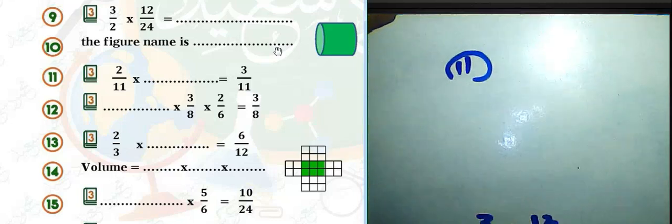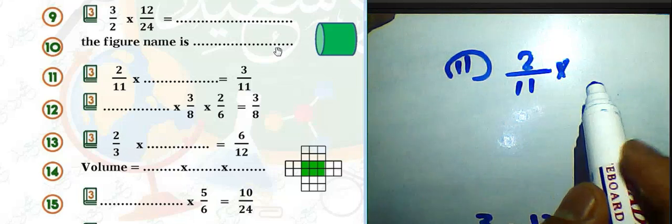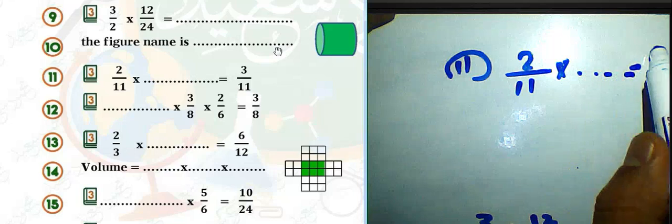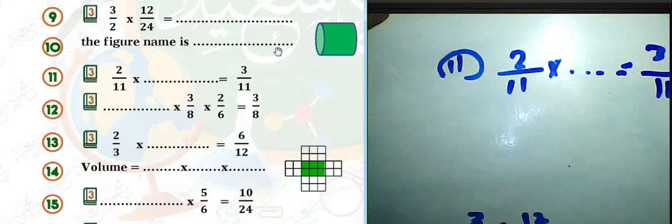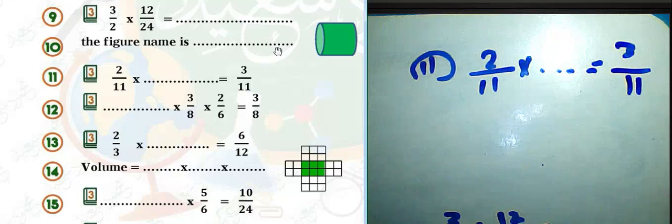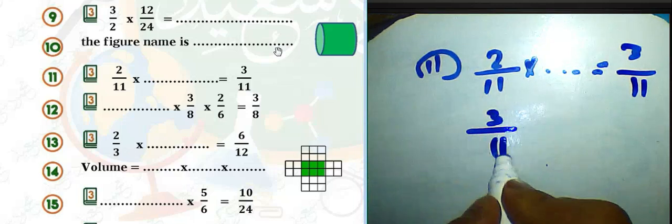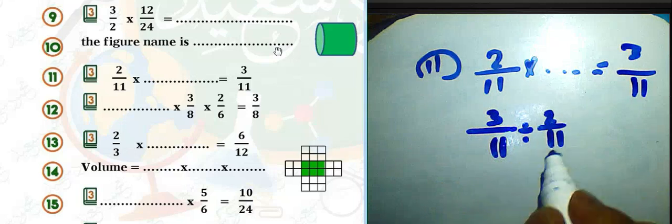2 over 11 multiplication space equals 3 over 11. To find the result here, you must divide 3 over 11 by 2 over 11. Okay, 3 over 11 divided by 2 over 11 equals what?